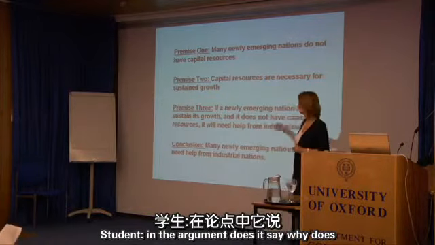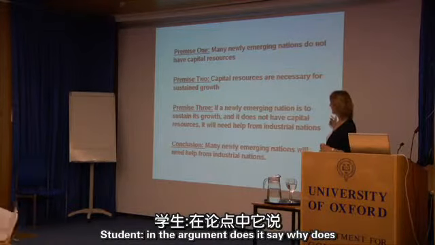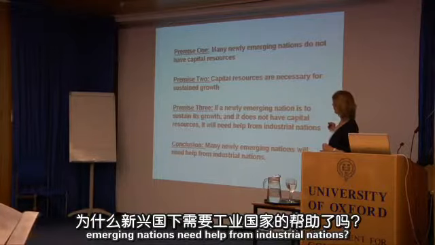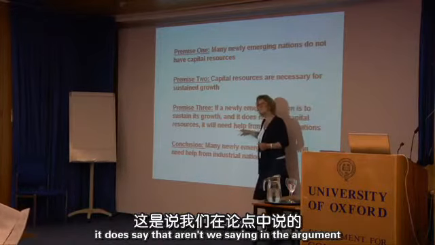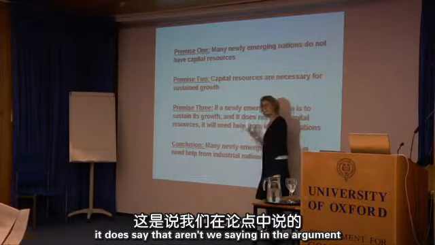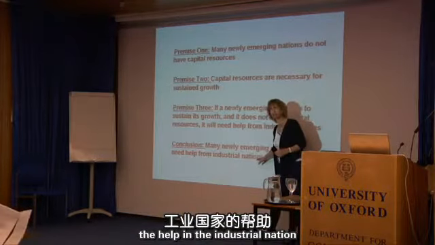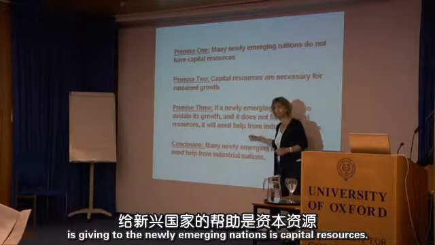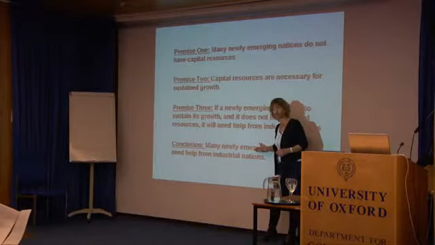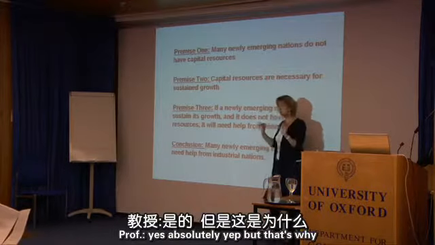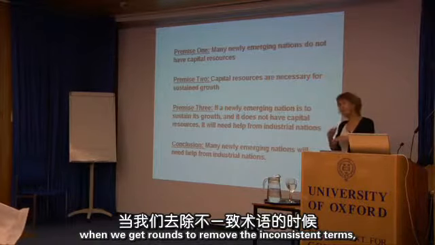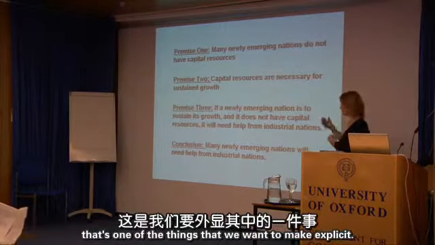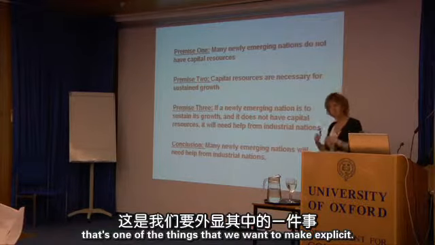But nowhere in the argument does it say why it needs help in industrial nations. Well, I think if we change that to capital resources, it does say that. I mean, aren't we implying in this argument that the help that the industrialised nations are giving to the newly emerging nations is capital resources? But it is given that you understand that. Yes, absolutely. But that's why when we get round to removing inconsistent terms, which we haven't got round to yet, that's one of the things we would want to make explicit.